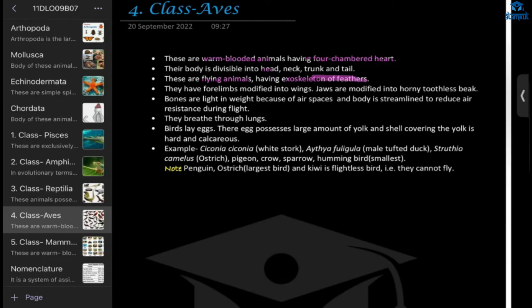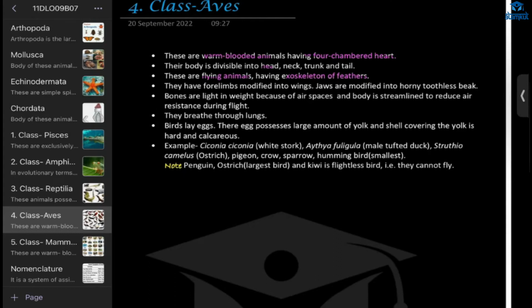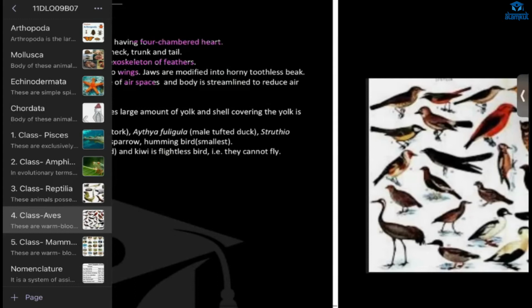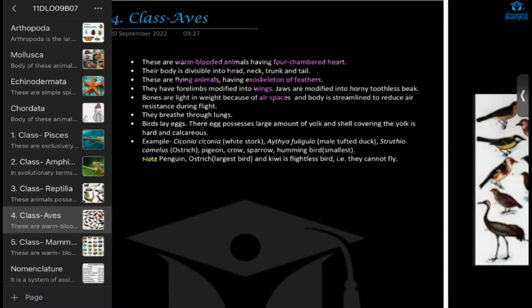And their four limbs, this and this leg, this is modified into wings. And jaws are modified into beak. Bones, they are light. Their bones will be light because they will have air spaces. And they have streamlined body. Why? To reduce the air resistance because they have to fly. Because of that, their bones will be light and they will have streamlined body.